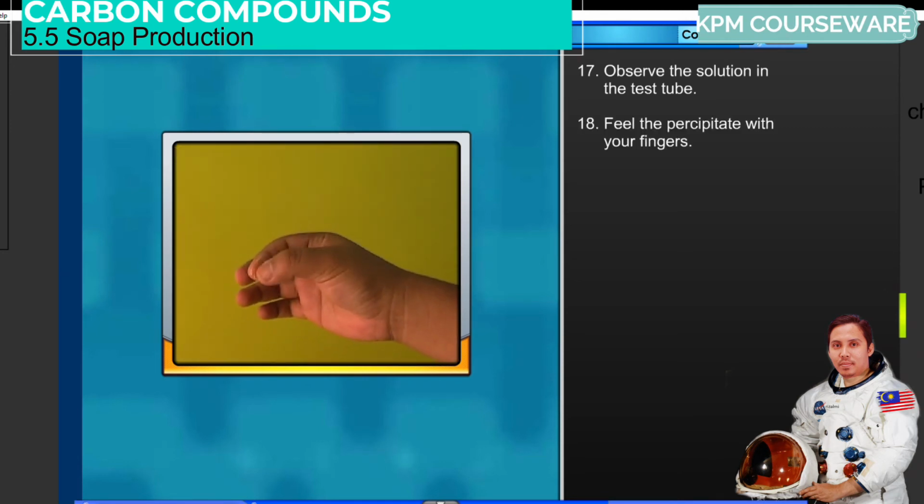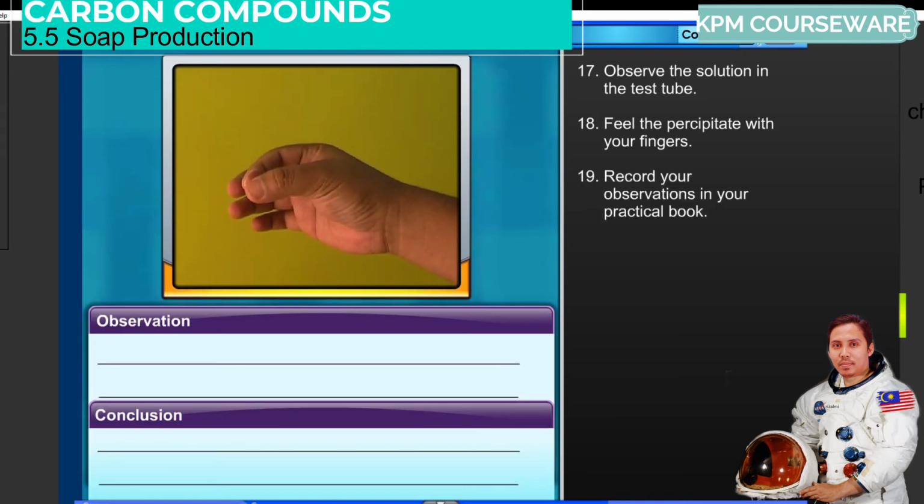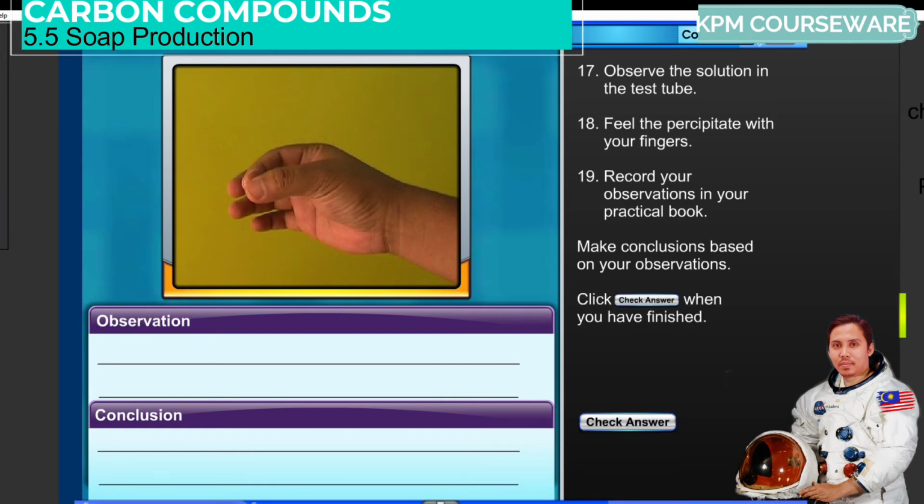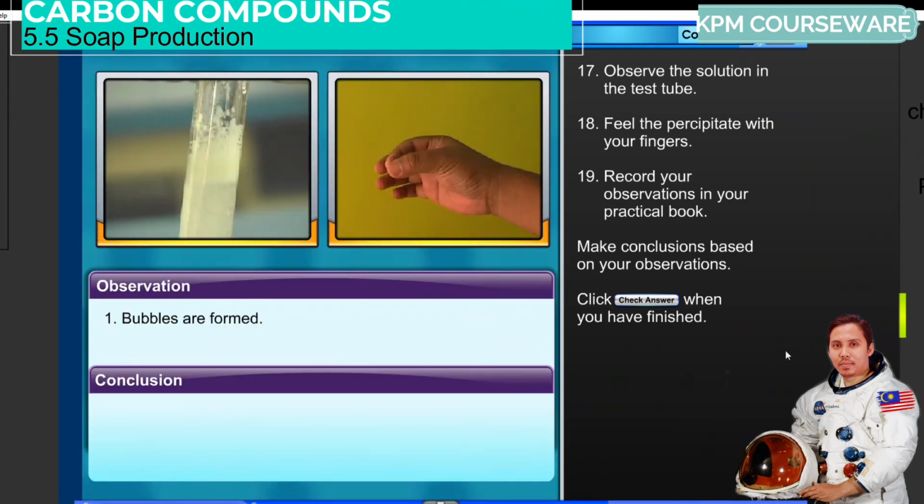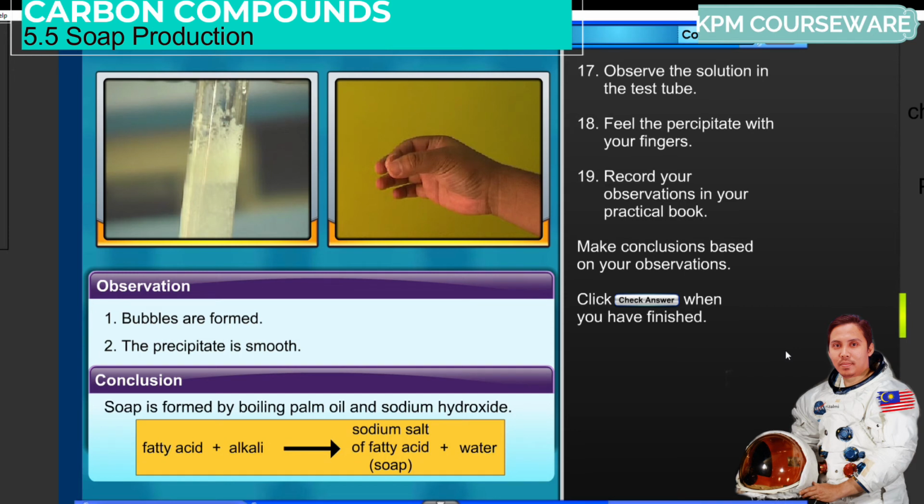Feel the precipitate with your fingers. Record your observations in your practical book. Make conclusions based on your observations. Click Check Answer when you have finished. Bubbles are formed. The precipitate is smooth. Therefore, soap is formed by boiling palm oil and sodium hydroxide.